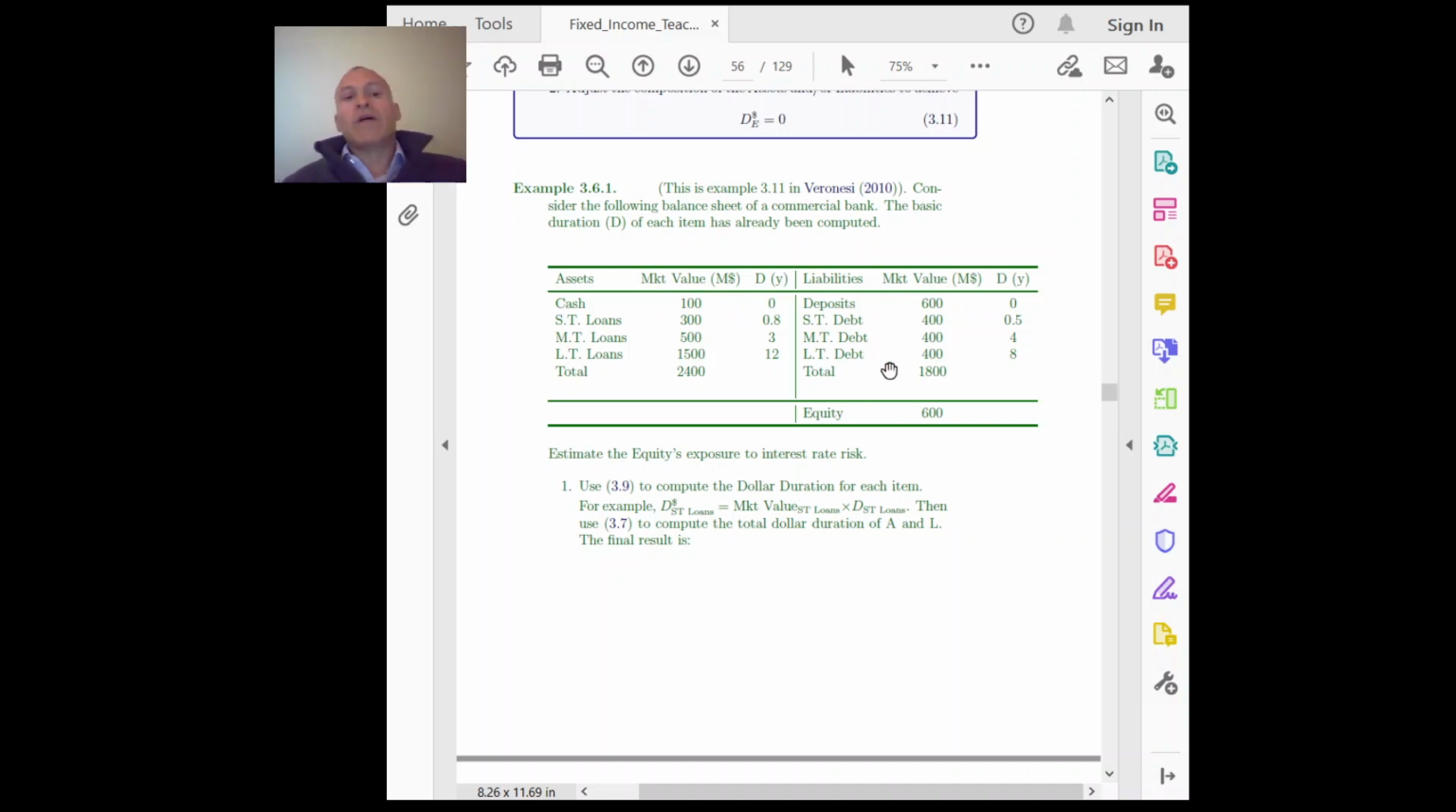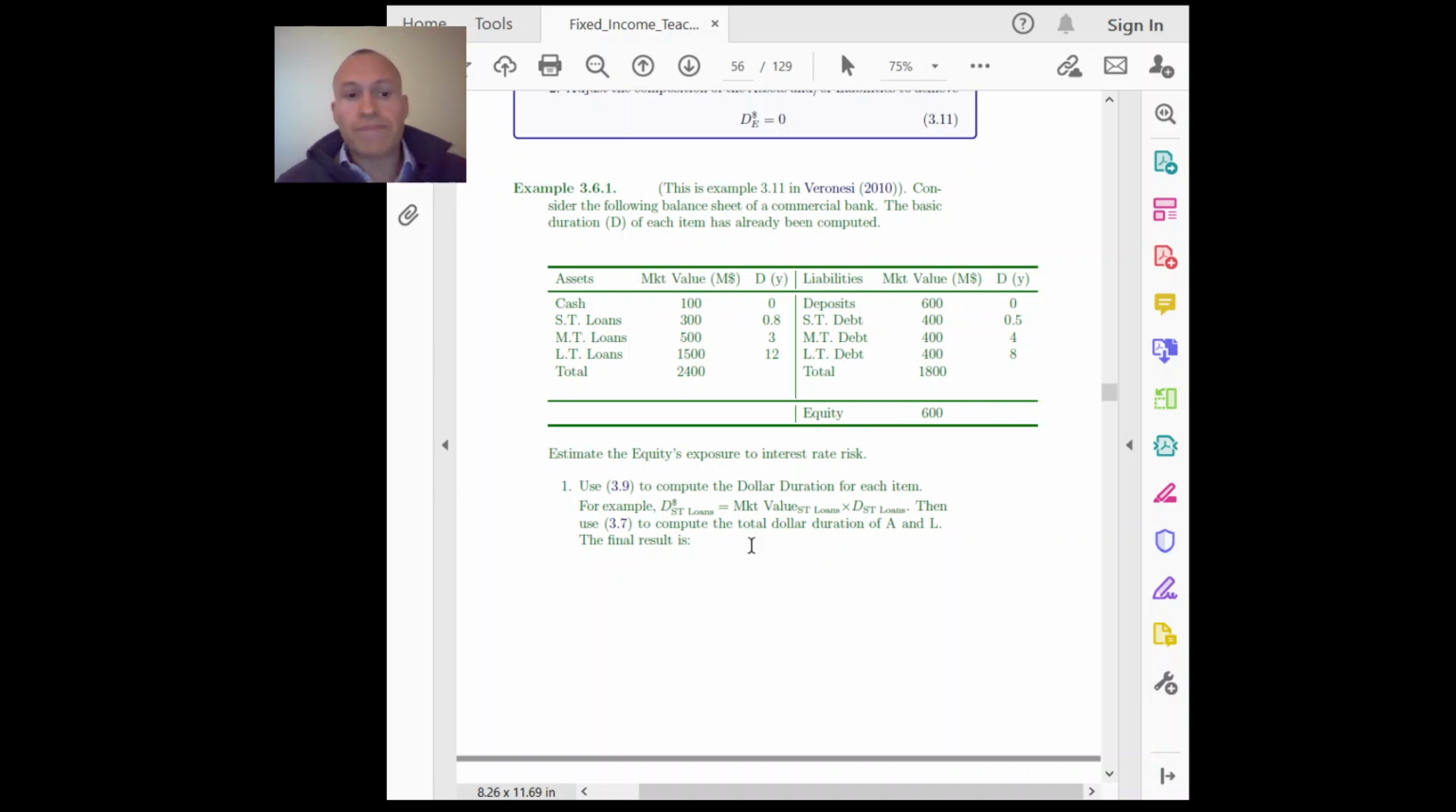We have already aggregated all the different items that might be inside these lines, and we have already computed the aggregated market value and the duration of each of these items. All right, so first step again, let's compute the risk. Let's compute the dollar duration of equity.